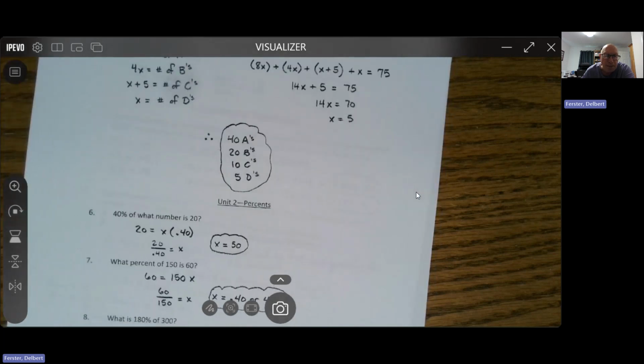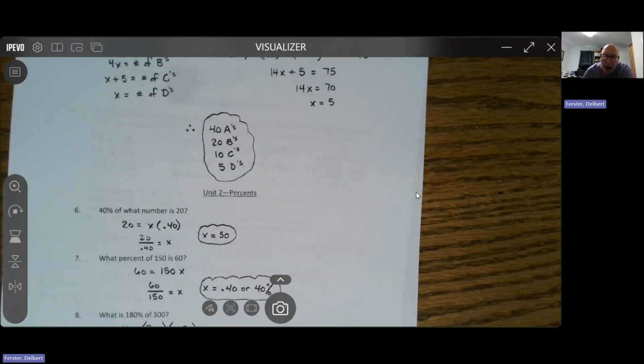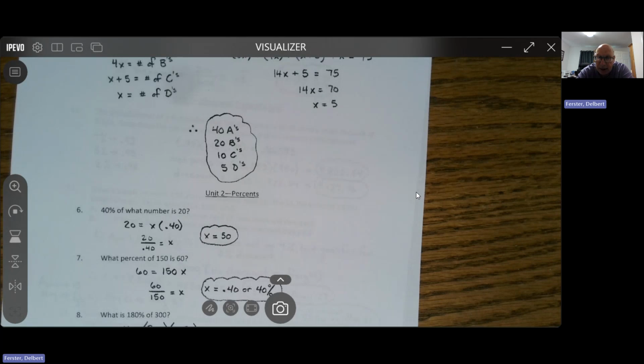On problem 7, we can use the same setup. This time we're trying to find the percent. So we have the part and the base. The part is the 60, the 150 is the base. X represents the percent. To solve, we're going to divide both sides by 150, and we've got 60 over 150. You and your trusty calculator can punch some buttons, and you can get 0.40. And for us, that represents 40%. So we now have the answer we were looking for: 40% of 150 would be a total of 60.